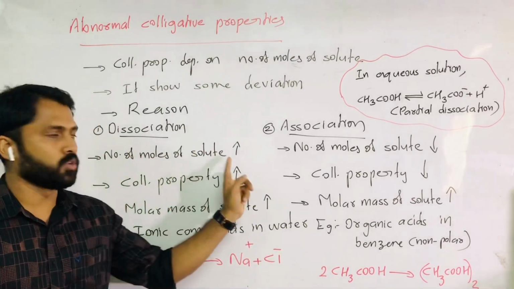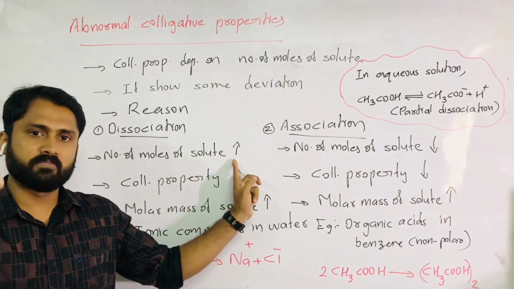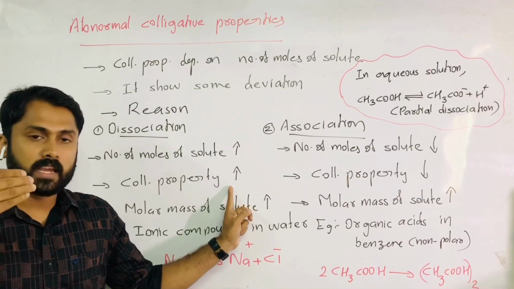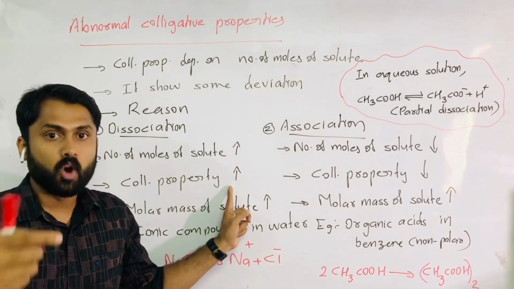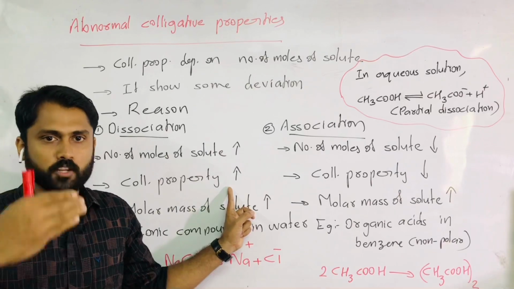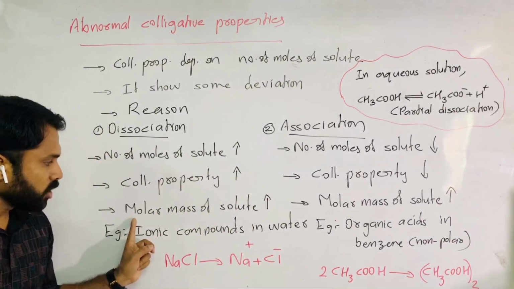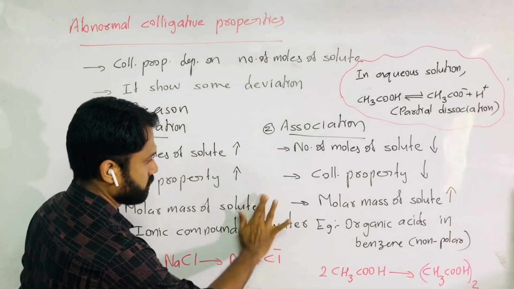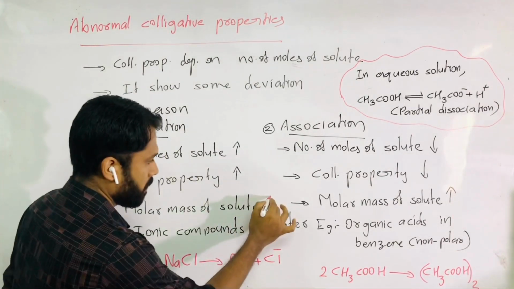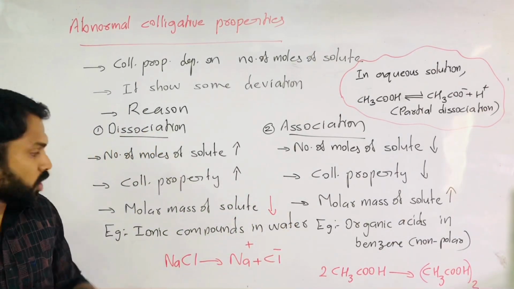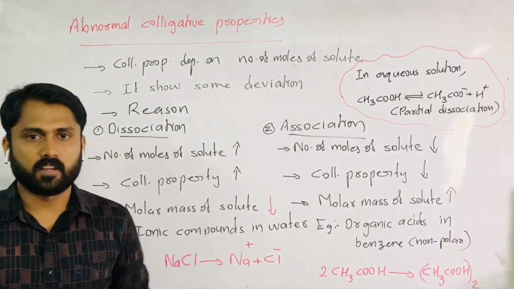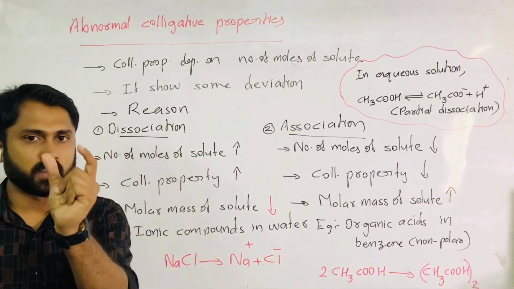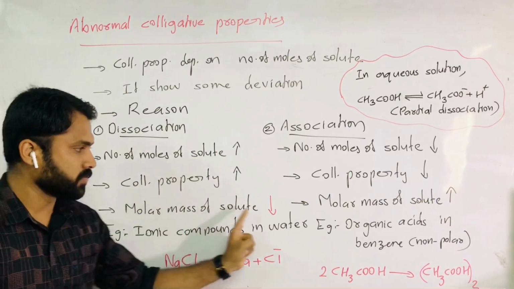If a solute dissociates, what will happen? The number of moles of solute increases. If the number of moles of solute increases, the colligative property will increase, that means higher than what we expected. So the colligative property increases, but the molar mass of solute decreases. Why? A particle dissociates into two, then the mass of each particle will be less. So the molar mass of solute decreases.